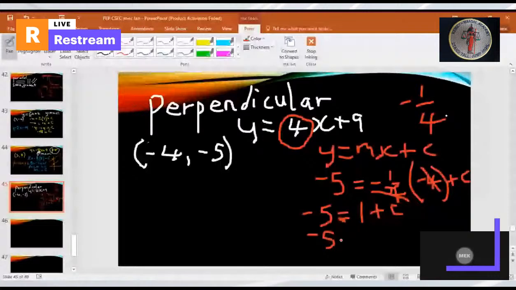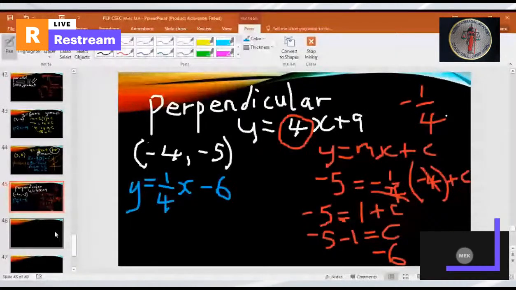So we know our gradient is -1/4 for this line, and we know the y-intercept, or c, is -4. So we just need the formula now. y is equal to the gradient, -1/4, x, and the y-intercept is -4.